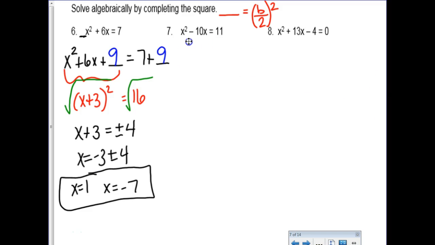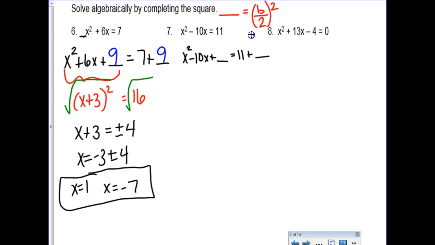All right, number 7, same method. I need to set it up in the form for completing the square. So I check that my a value is a 1. It is. And then I make sure that the existing constant is moved out of the way. It is. So now I'm going to leave a space so I can complete the square. And then whatever I put in that blank, I'm going to have to put into the other blank as well.